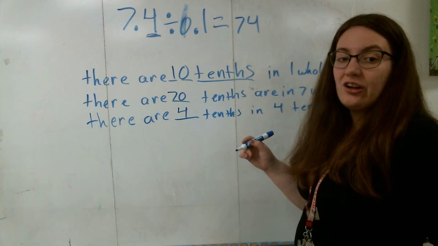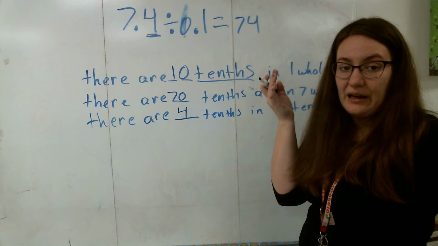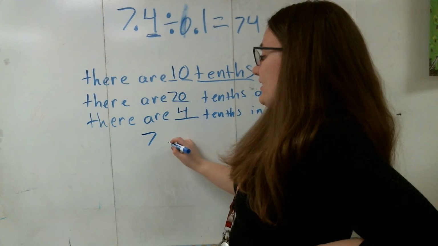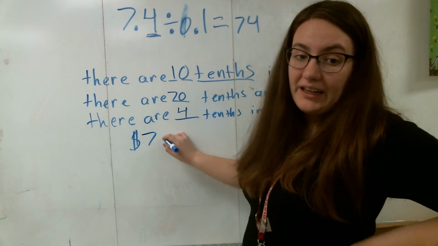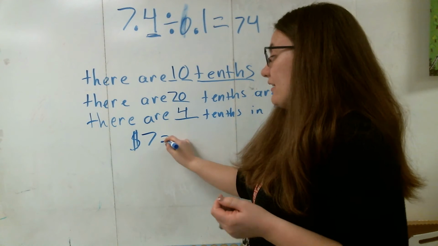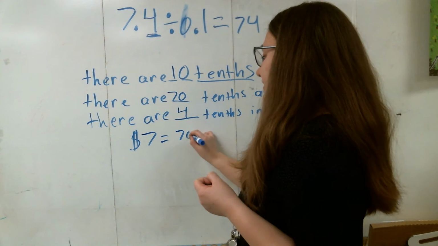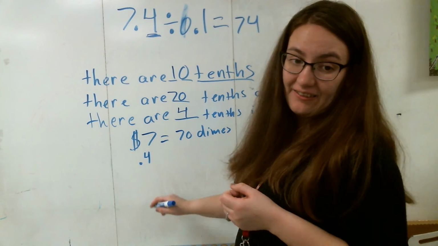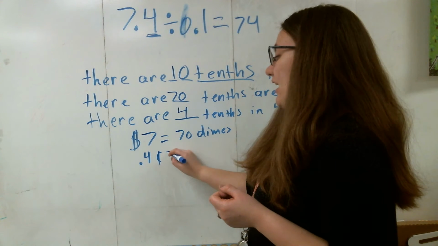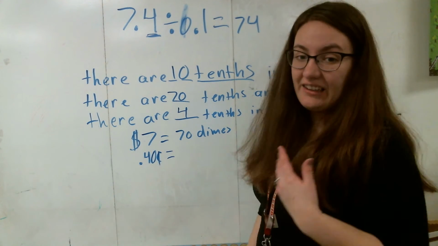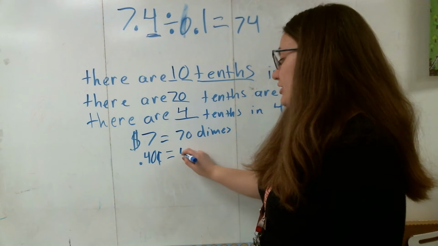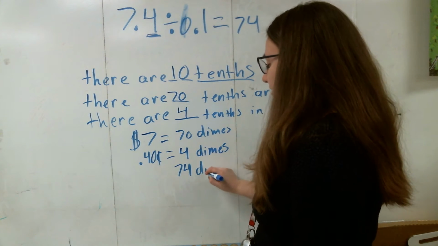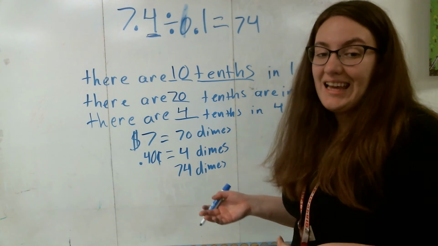Now, after this, I could also think about this in money terms, if that helps. If I have $7, how many dimes do I have for $7? Well, that would be 70 dimes. And if I had just 40 cents, how many dimes is that? I know that each dime is worth 10 cents, so that would be 4 dimes. And that would give me 74 dimes, or you can think of it as 74 tenths.